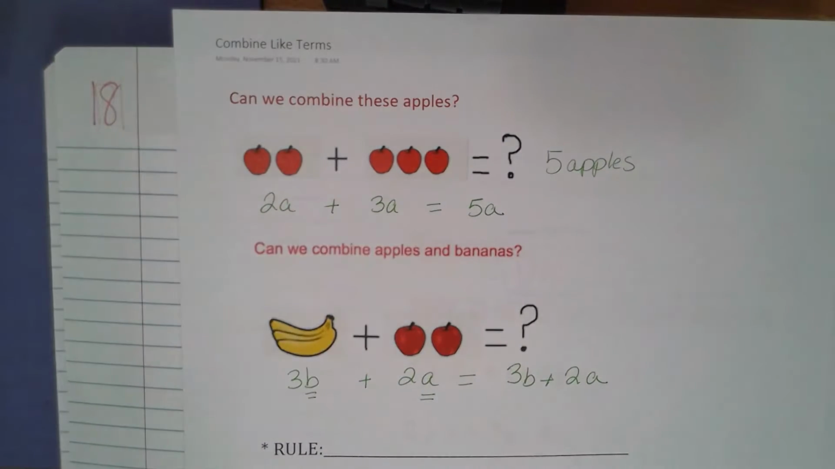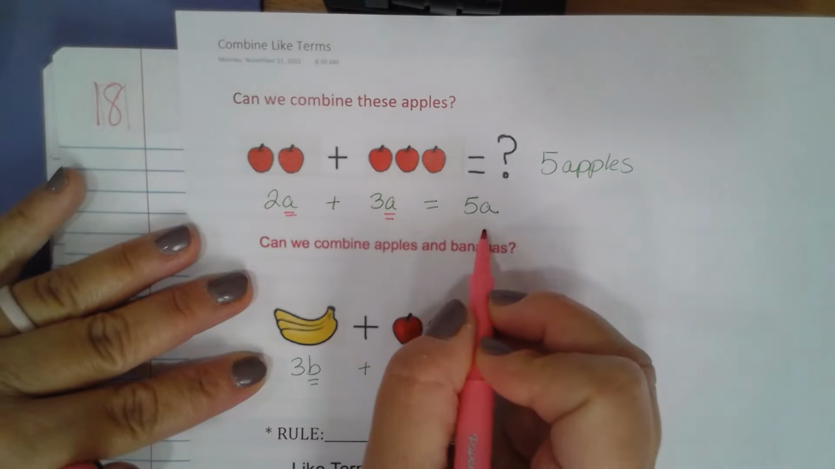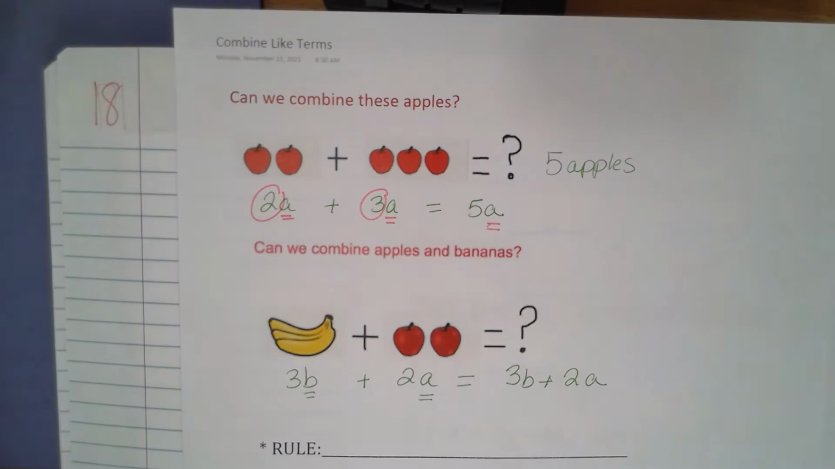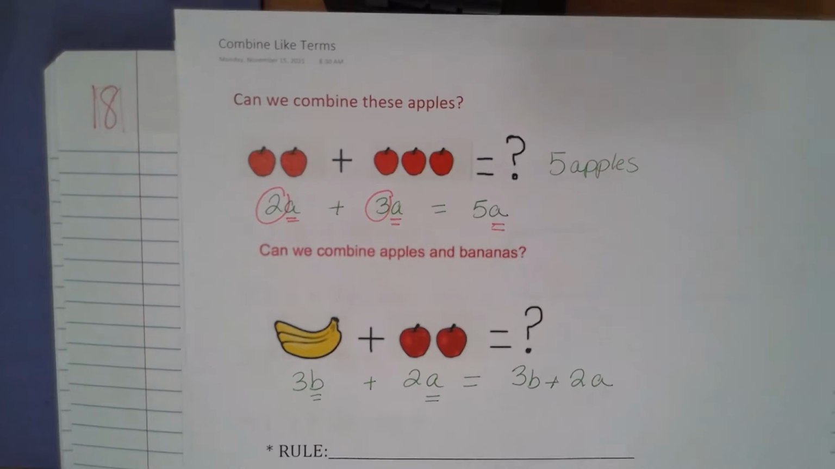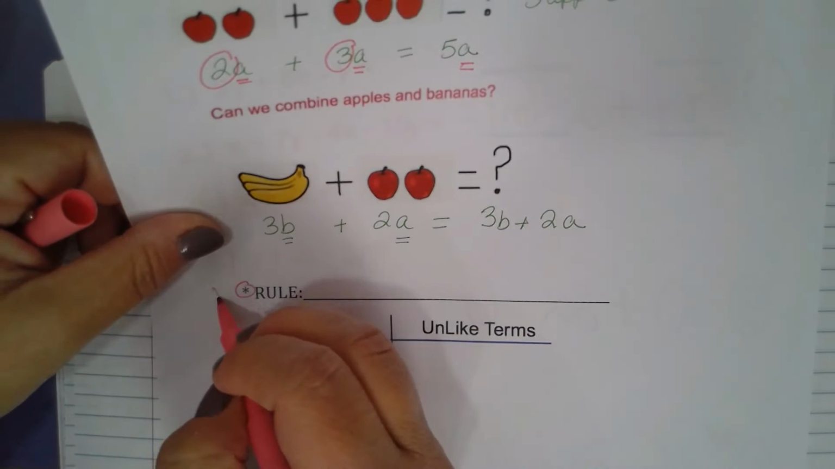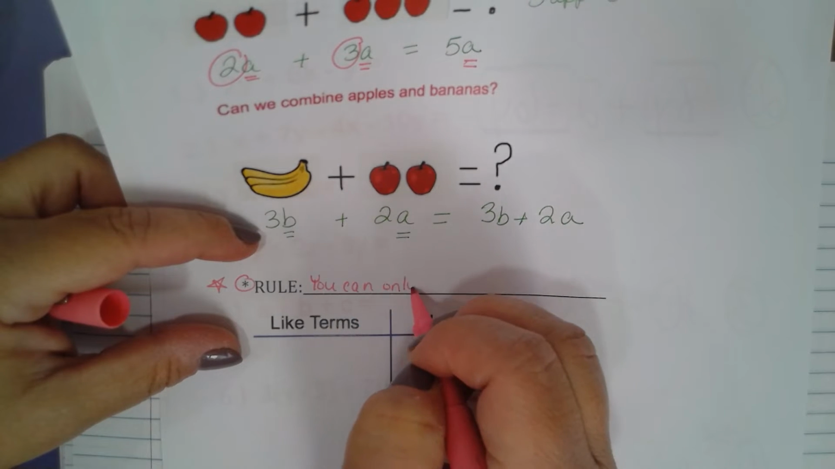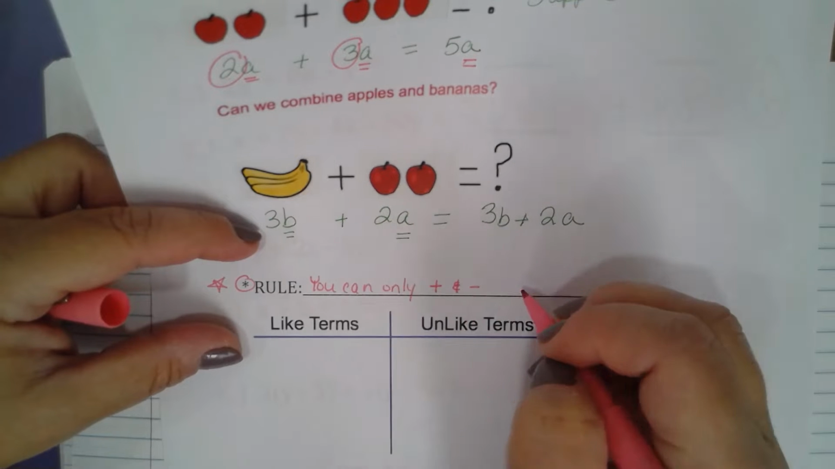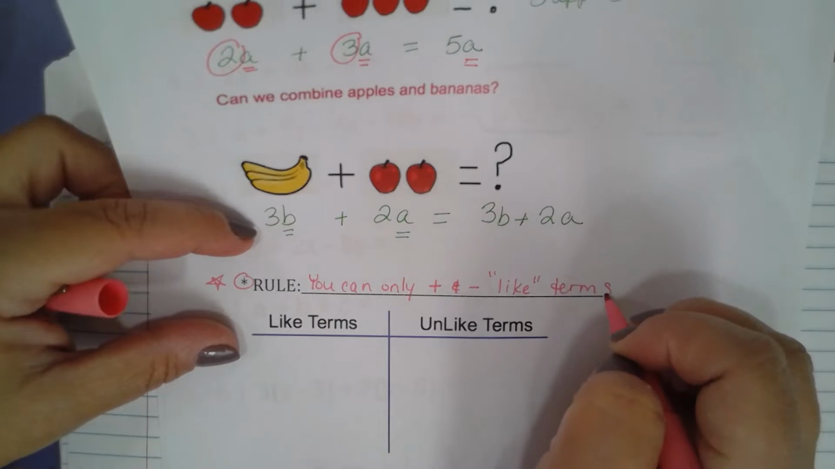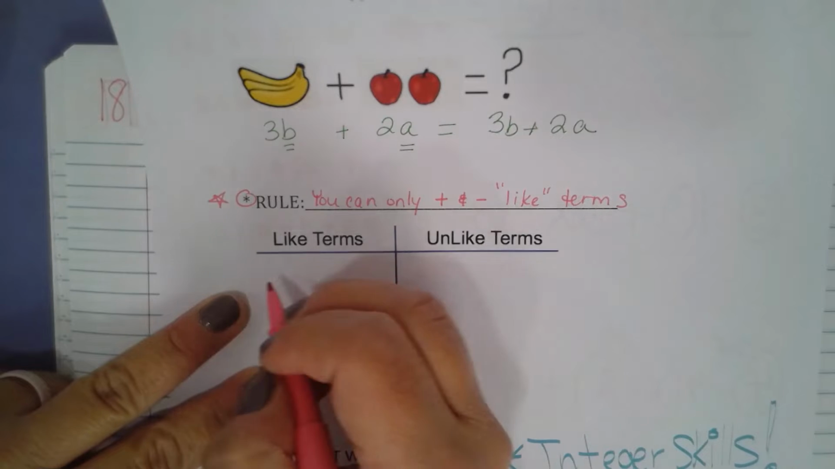So I want you to notice that the unit, which is the variable here, is identical. And what are we actually adding? The coefficients. So when you're combining like terms, the rule that you have to follow is you can only add and subtract like terms. Here are some examples of like terms that you can add or subtract.